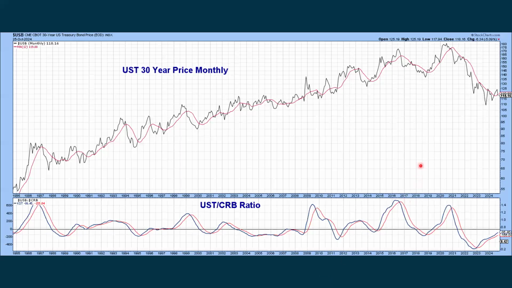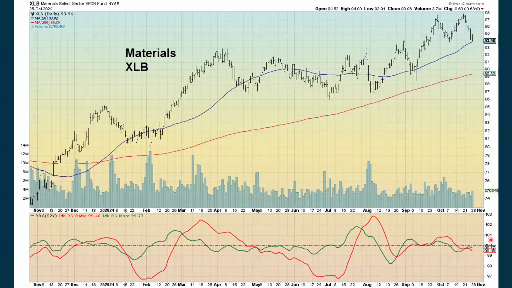A monthly chart of the long-term bond: it finally broke above its moving average, only to come back down and fall back below. It's not a 50-day moving average, it's a 12-month moving average here. So this is much longer term. And then we look at a ratio between the long-term bond and commodities, showing how bonds are still outperforming longer term. And we look at some different sectors.